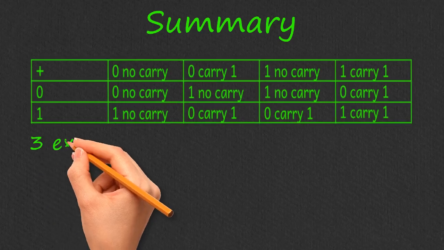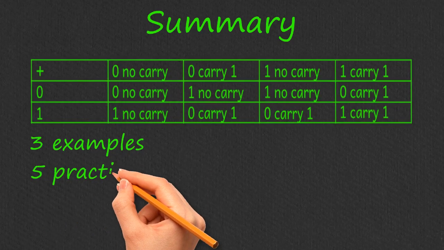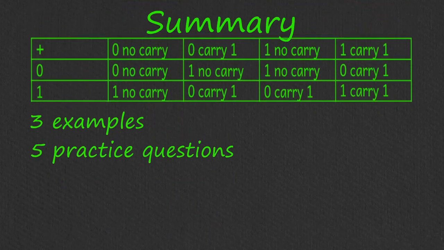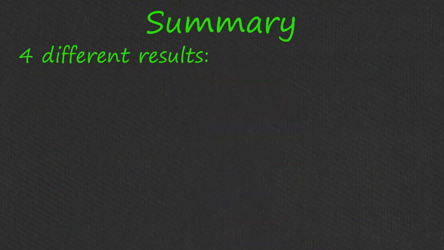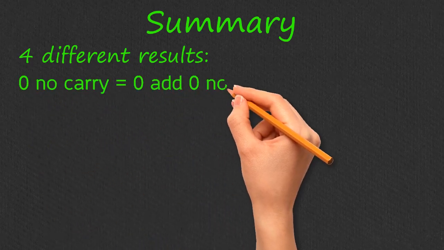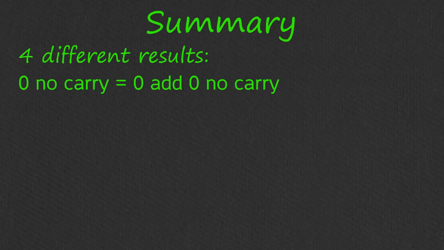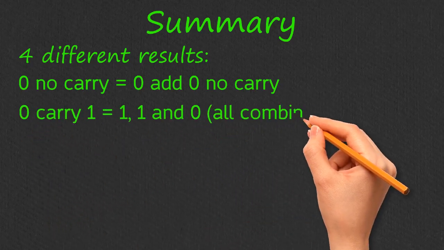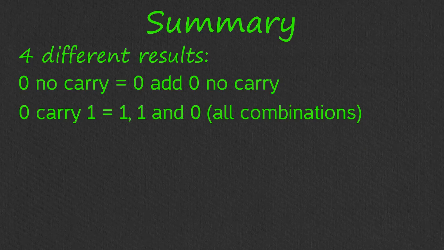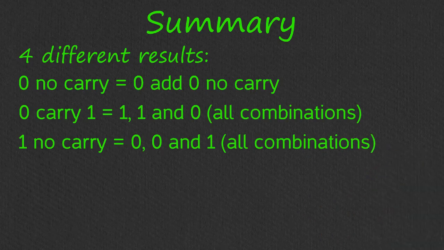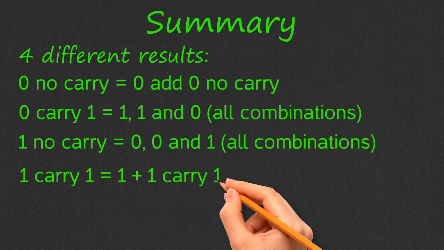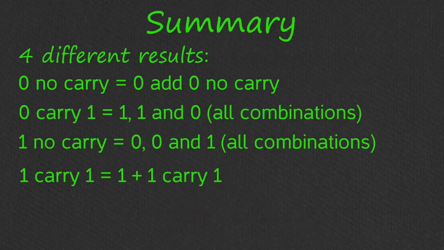We worked through 3 examples and you had a chance to practice 5 binary additions. In the final part of the video, we established that there are only 4 different results to these digit additions and they occur as follows. 0 no carry will be the result of adding together 0 and 0 with no carry. 0 carry 1 will be the result of adding together 1, 1 and 0 in all the possible combinations. 1 no carry will be the result when adding together 0, 0 and 1 in all the different combinations, and 1 carry 1 will be the result when we add together 1, 1 and have a carry of 1.